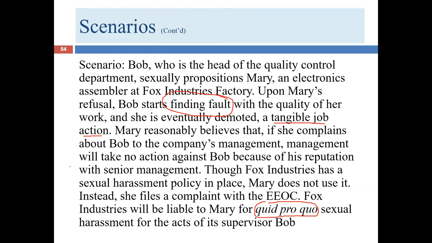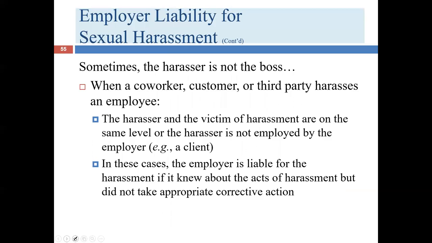Now, we've been talking as if the harasser is always the boss, and certainly the harasser can be the boss, but it can also be a coworker. We've also talked about that pretty regularly. But the scenario we haven't really talked about is when the harasser is a customer or a third party.